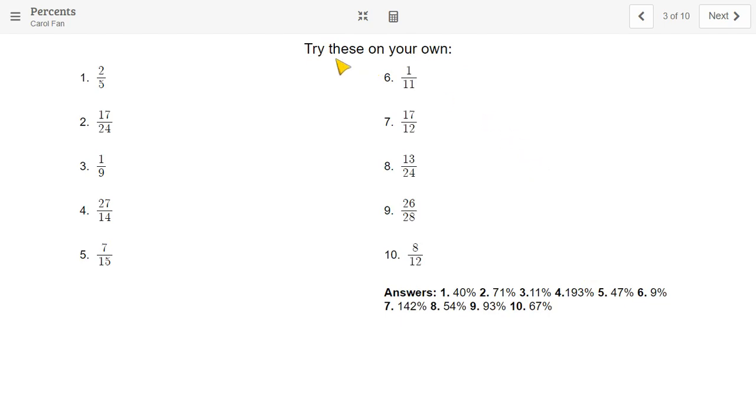Pause the video. Try converting these fractions into percents.